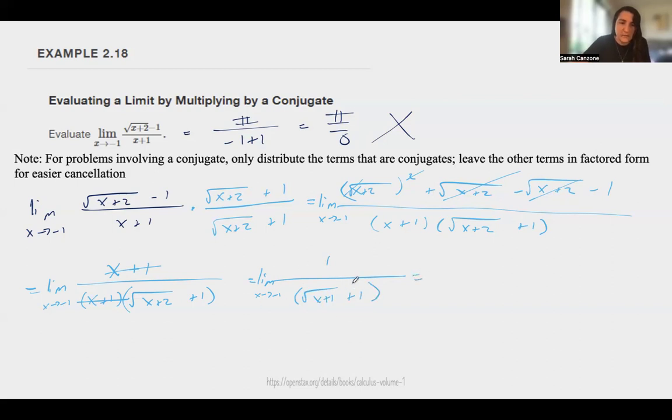And when you plug in negative 1, oh, I meant to write a 2 there. I don't know what it is with this question. Plug in minus 1. 2 minus 1 is 1. So we get 1 over the square root of 2 minus 1 plus 1, which is 1 over, well, the square root of 1 is just 1. 1 plus 1 is 2. So your answer for this question is just a half, which is in fact the number, and it's not dividing by 0, so we're okay.